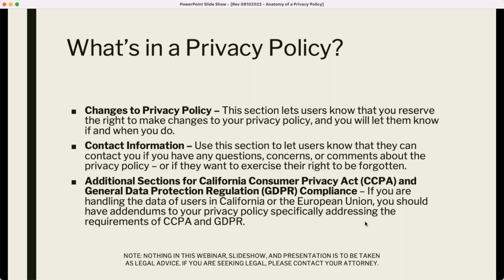Contact information. Use this section to let users know how they can contact you, if they have any questions, concerns, or comments about the privacy policy, or even if they want to exercise their right to be forgotten. This could be privacy at your website address, or contact at, or whatever it is, just a way for people to reach out to you should they have any concerns about your privacy policy.